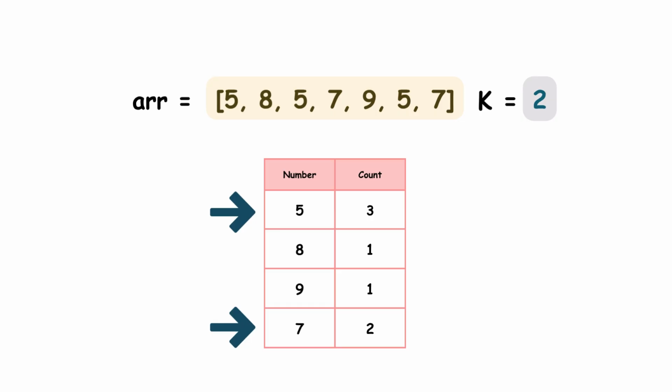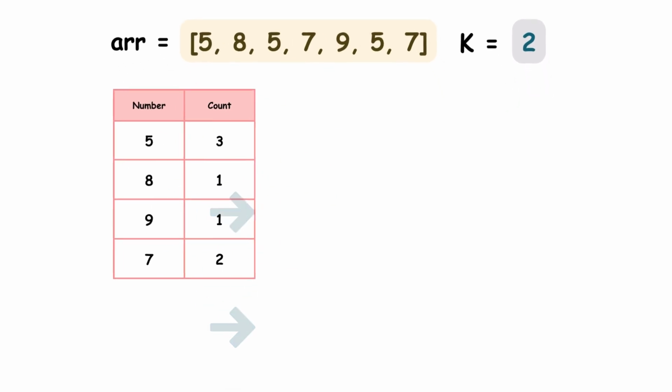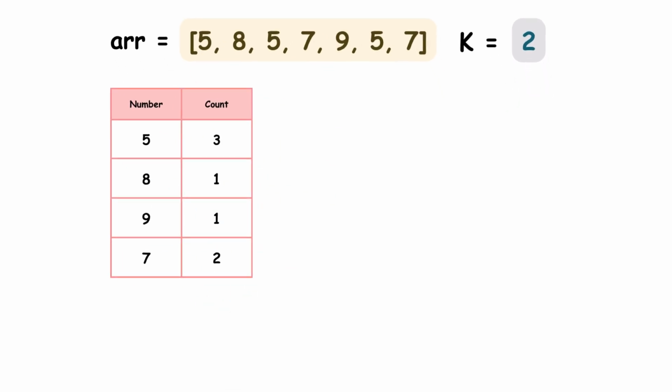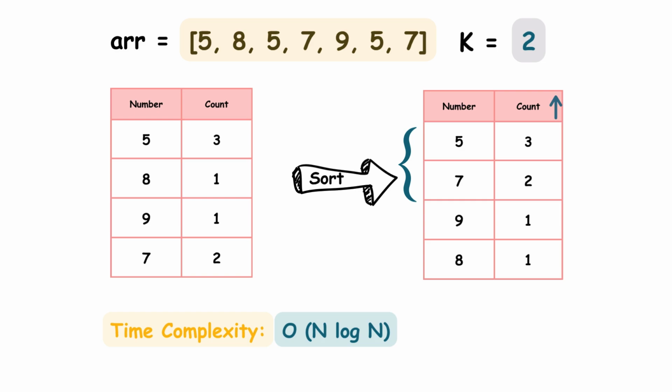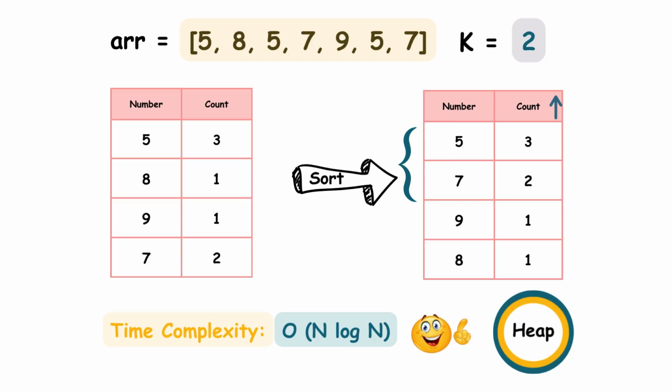The straightforward way to solve this question is to keep track of the number and its count in a count hash map the way I have shown it over here, and then sort the numbers based on its count and return the top k. Sorting takes O of n log n time, but can we do better? Since we care about the top k frequent elements, do we really need to sort everything? How about we just keep track of the top k elements while we are going through the array? That's exactly what a heap helps us do.